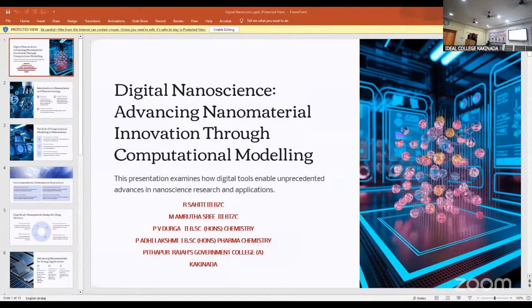Case study: nanoparticle designed for drug delivery. Interaction analysis: computational prediction of drug-nanoparticle binding mechanisms and stability. Parameter optimization: tuning nanoparticle size, shape, and surface properties for targeted therapy. Biological simulation: modeling nanoparticle behavior in complex biological environments. Efficacy verification: validating computational predictions against experimental outcomes.